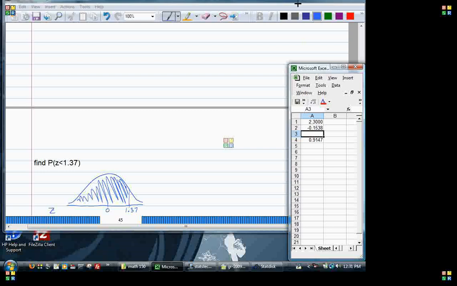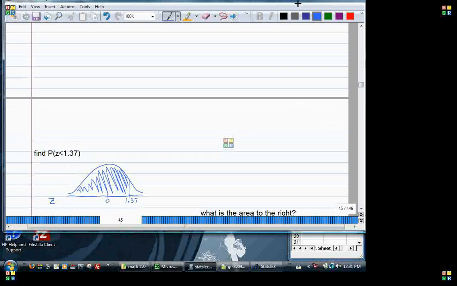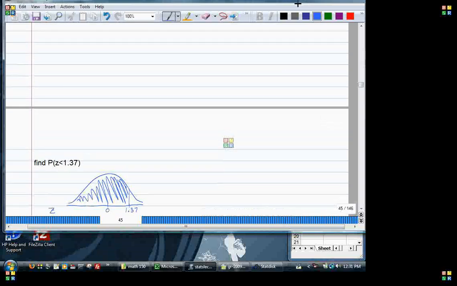So we should do 2 things. First of all, we should write down that the answer is 0.9147 and circle it, just because that's helpful. But also we should label it on the picture. What gets labeled on the picture as 0.9147? The shaded area. So the way I like to do that is I like to just draw a little line here and say that this is 0.9147. And that's it.